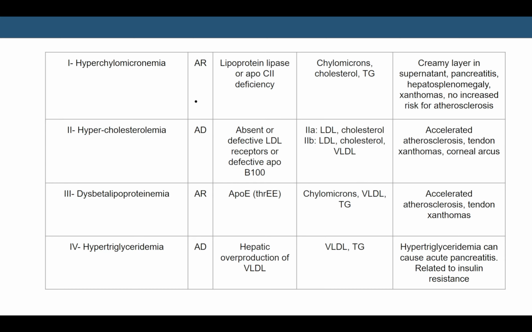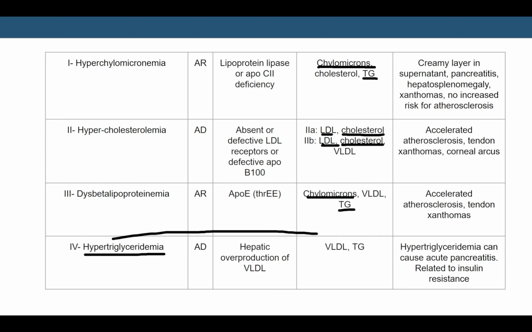If we go through it again, we have to know that in hyperchylomicronemia, chylomicrons are increased, and also triglycerides with it. And in type 3 as well, chylomicrons and triglycerides with it are increased. Then in type 2, we have hypercholesterolemia, and cholesterol is going to be increased, and since there are absent or defective LDL receptors, then LDL is going to be increased as well. Okay, now what? Now in type 4, you have hypertriglyceridemia, so triglycerides are going to be increased, and hepatic overproduction of VLDL, so VLDL is going to be increased.